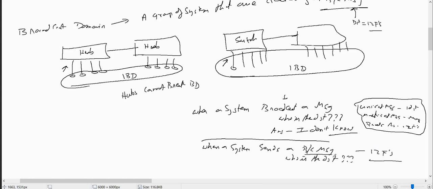Sorry to interrupt you, Kalyan, but 2 minutes back, I told you that its destination is 12 Fs. That is the wrong answer, because 2 minutes back my question was this. My question was, when a system broadcasts a message, what is the destination? That was my question. And the answer you gave is 12 Fs. You also said because the system doesn't know whom to send, it will put 12 Fs. That's wrong.